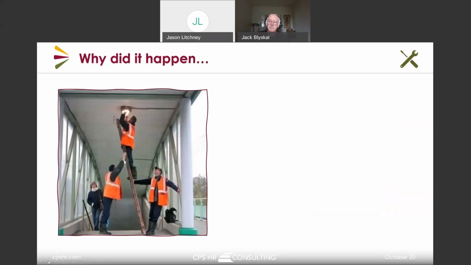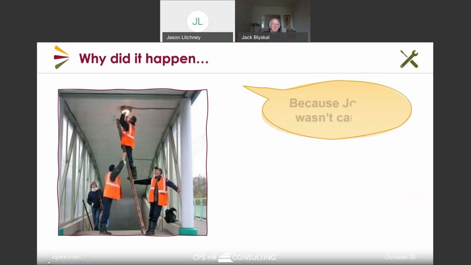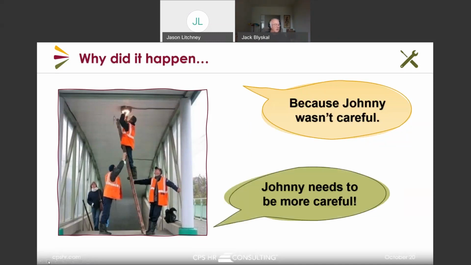So let's talk about root cause analysis. I'm sure you would all agree that this is not a safe process. But why did it happen? Is it because Johnny, assuming Johnny's the guy at the top of the ladder, wasn't careful if he fell and got injured? And is the solution that Johnny needs to be more careful? Or is there more at issue here?